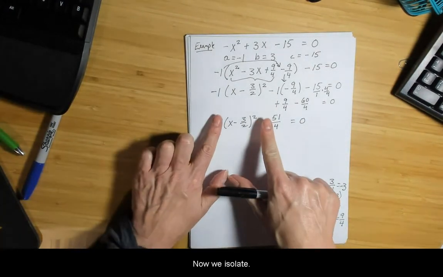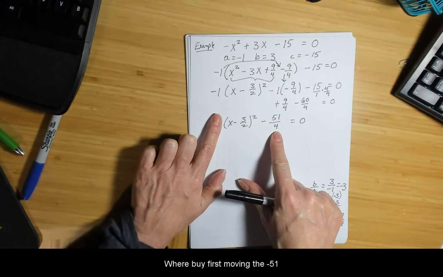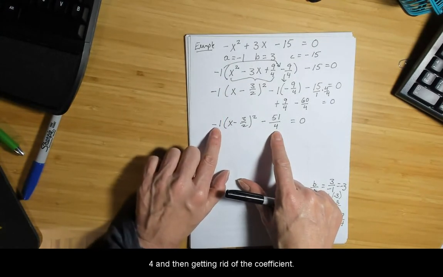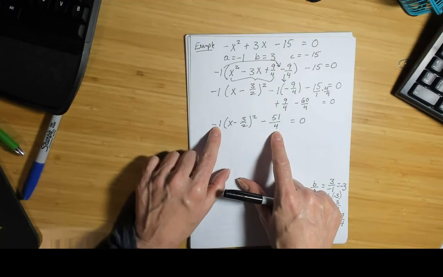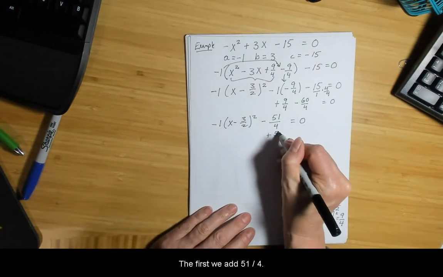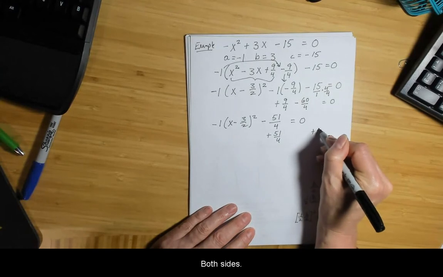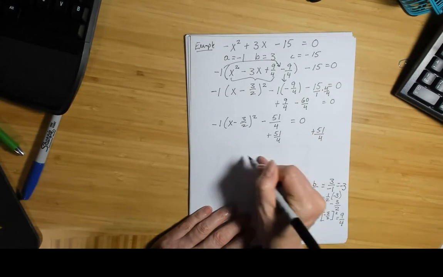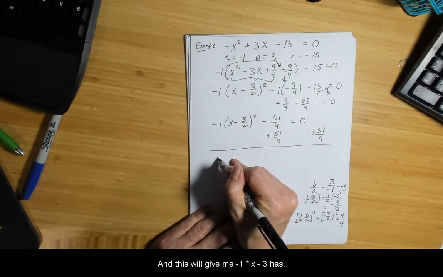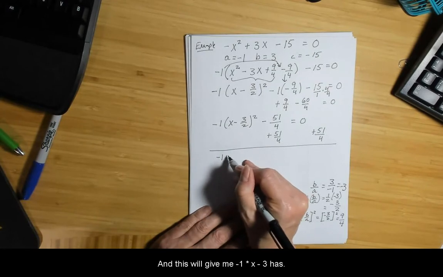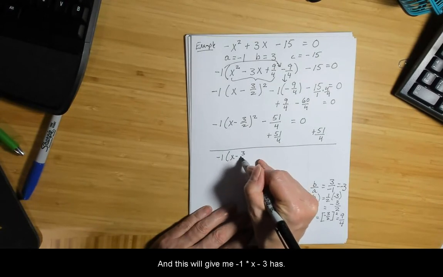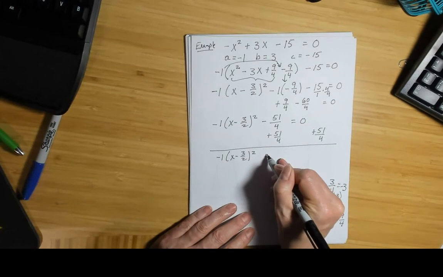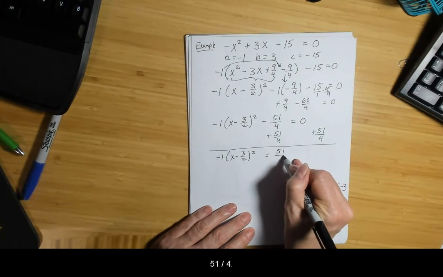Now we isolate the square by first moving the negative 51 over 4 and then getting rid of the coefficient. So first we add 51 over 4 to both sides, and this will give me negative 1 times x minus 3 halves quantity squared equals 51 divided by 4.